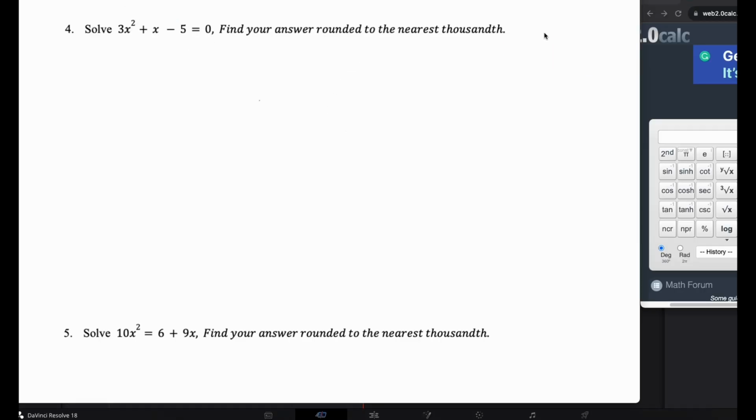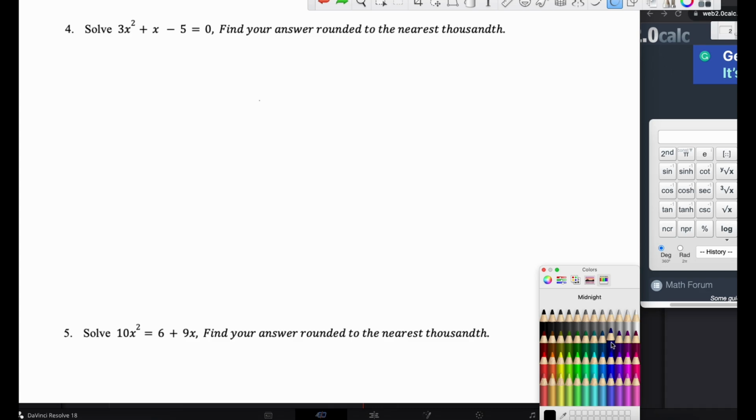Okay, moving on to number 4. Solve 3x squared plus x minus 5 equals 0. Find your answer rounded to the nearest thousandth. Okay, so we don't have to factor this one. In fact, this one is not factorable. So we're just going to go straight to the quadratic formula. So I'll write it down. Negative b plus or minus the square root of b squared minus 4ac over 2a.